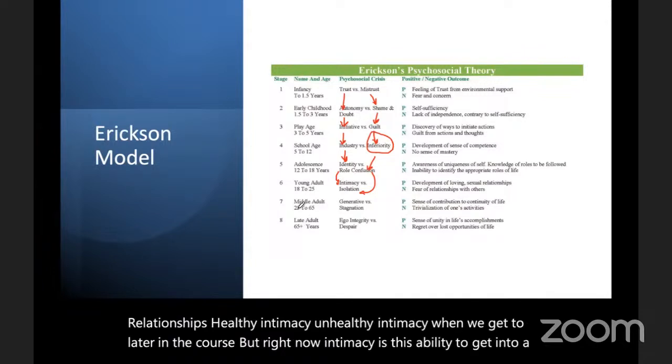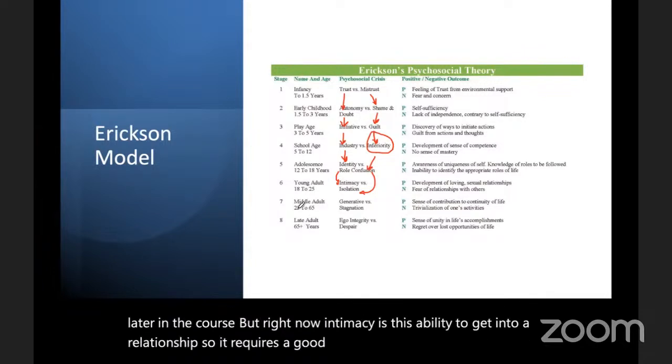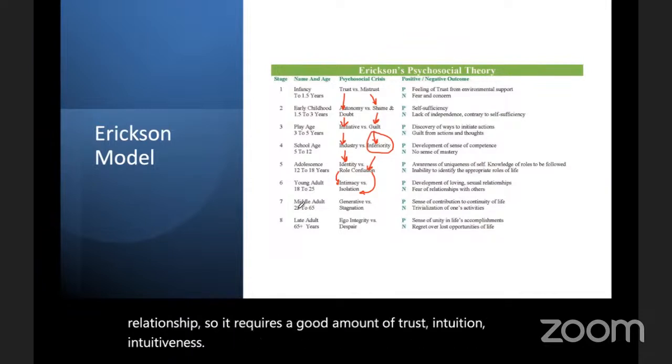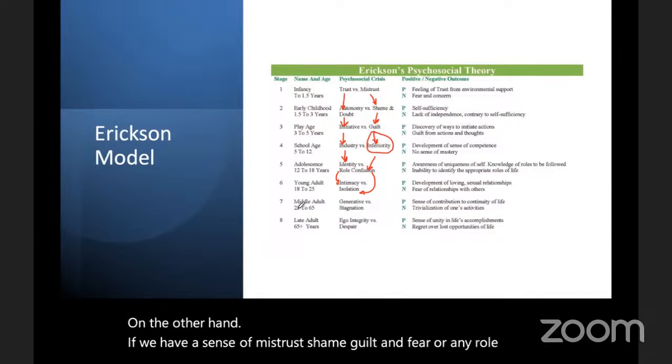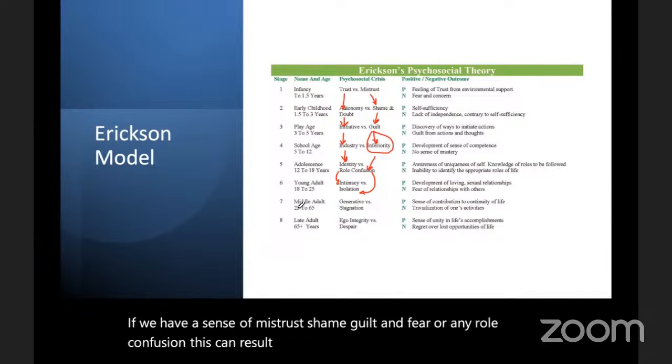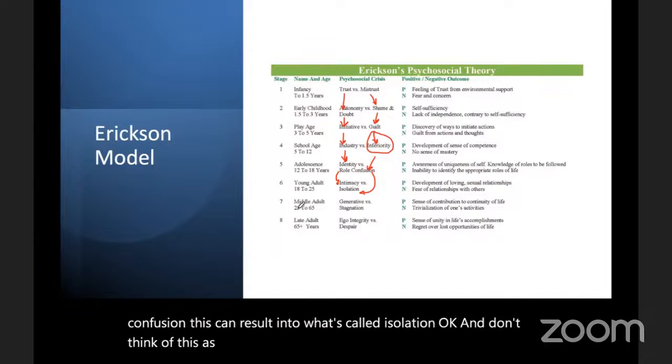So it requires a good amount of trust, intuitiveness, industry, and a good sense of identity. On the other hand, if we have a sense of mistrust, shame, guilt, inferiority, and role confusion, this can result in what's called isolation. And don't think of this as physical isolation. This is psychological isolation.